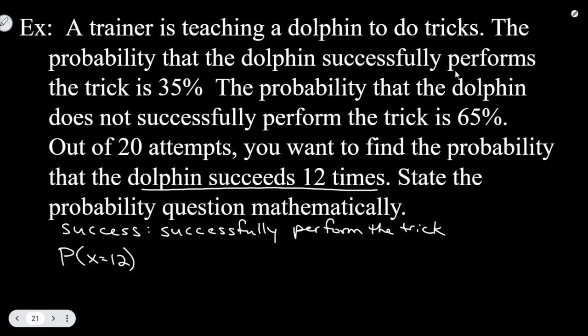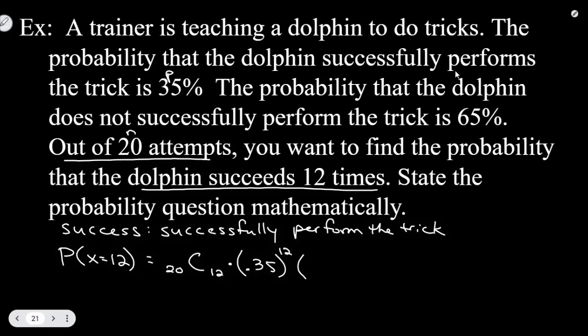Now, if we wanted to go further and actually set this up with our notation, we know in this case, n, does it say how many times? Yeah, 20 attempts. So n is 20. So we would have 20 c, what are we looking for? 12. And then times p, and p in this case is the chances that they are successful in performing the trick. So p is going to be 0.35 raised to the 12th power, because that's how many times we want the dolphin to succeed, or we're looking for that 12 times of succeeding.